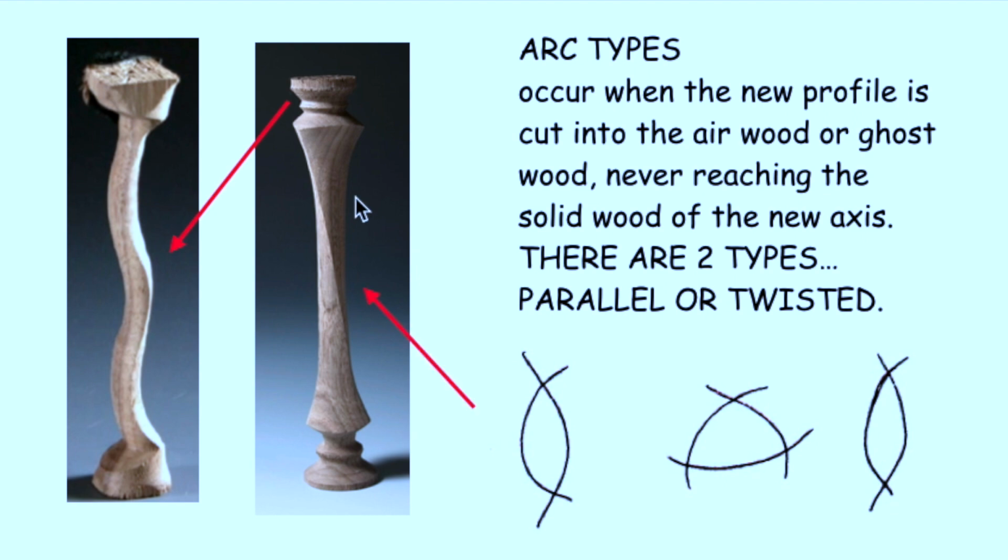This walnut one is an example of twisted arc type. In this case, there are three axes separated by 120 degrees with a long cove turned on each axis. So here's just what, if you dissected them or cut them in half, you would see these profiles intersecting and they look like arcs or lenses, so they're called arc type.